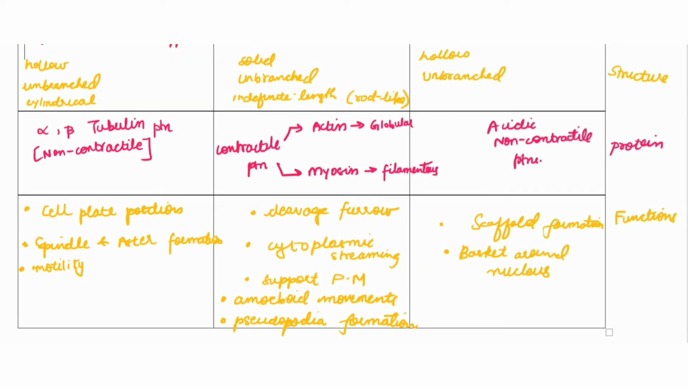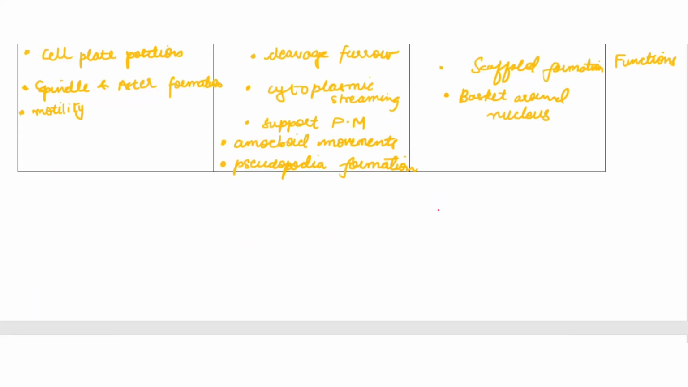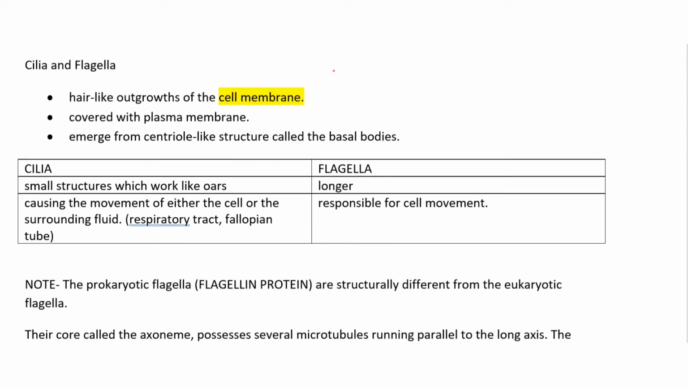Now is the time to talk about cilia and flagella. They are hair-like outgrowths of the cell membrane in eukaryotes, whereas in prokaryotes, flagella is the extension of the cell wall. Remember, that was the difference I told you in my earlier video. Cilia and flagella both are covered by the plasma membrane, the cell membrane, and they emerge from centriole-like structures called the basal bodies, which I have also already mentioned while talking about the differences of flagella in eukaryotes and prokaryotes.